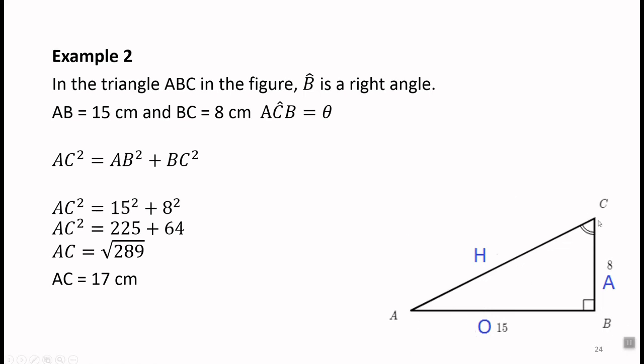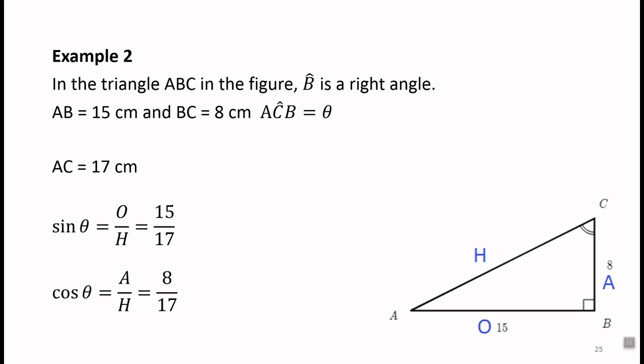AC squared, the hypotenuse squared, equals the sum of the squares of the other two sides. So AC squared equals AB squared plus BC squared, 15 squared plus 8 squared. So AC equals 17 centimeters. Then you can mark it as 17 here. Sine means opposite divided by hypotenuse, 15 divided by 17. Cos is adjacent over hypotenuse, adjacent 8, hypotenuse 17. You can get the answer.